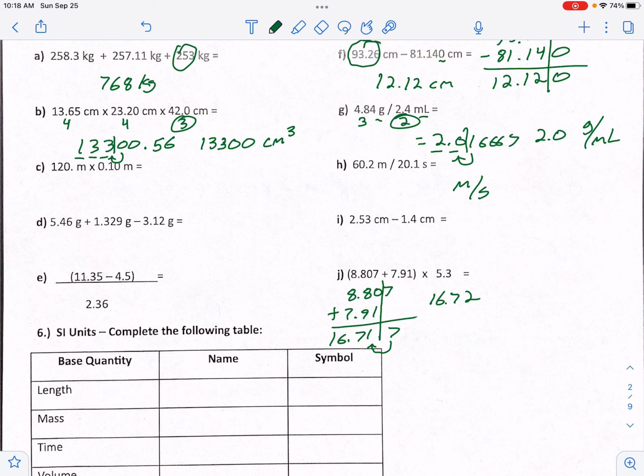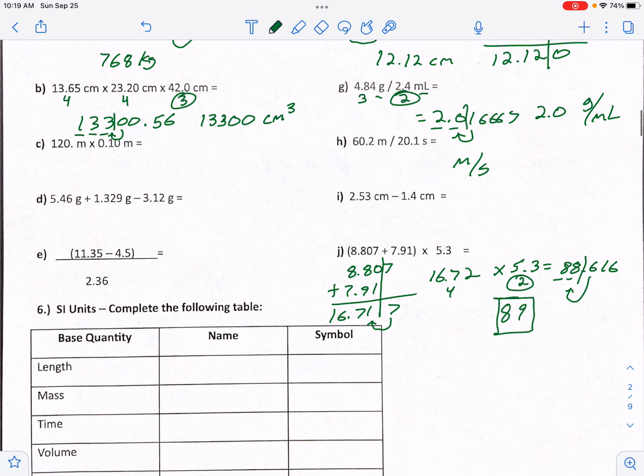Now I can move on to my multiplying, so I'm going to use that rule. I have 4 sig figs here and 2 sig figs here, so my answer can only have 2. When I use my calculator, I get 88.616. But I only need 2 sig figs, so I count 1, 2, and draw my line. My answer comes out to be 89, and that's it. So that's the math. Just make sure you do not confuse the adding and subtracting rule with the multiplying and dividing rule.